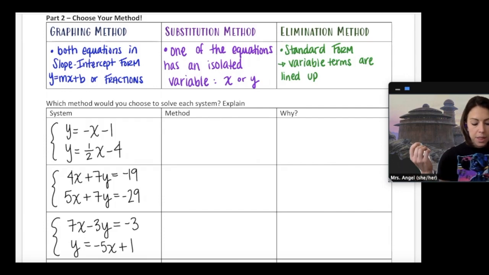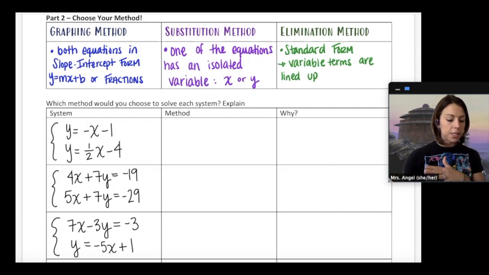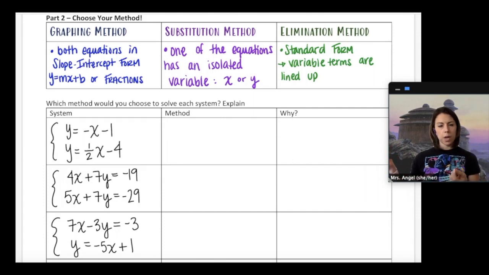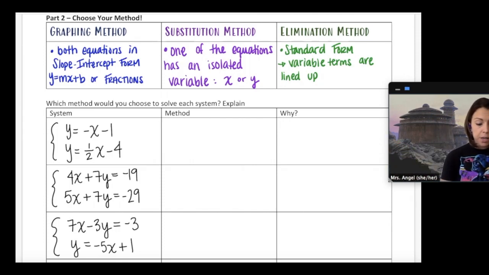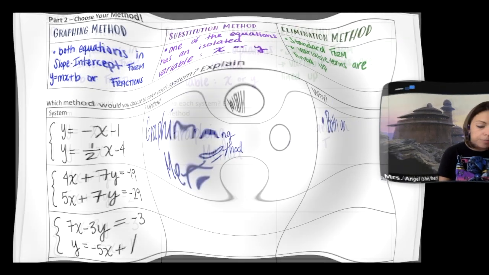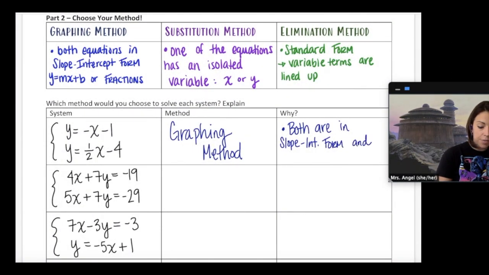Okay, so let's start with the first system. We have y equals negative x minus 1 and y equals 1/2 x minus 4. Which method would you use for this one, of the 3? Well, both equations are in slope-intercept form, and I do see a dreaded fraction, which leads me to believe that the best method here, if I had to choose one, would be the graphing method. And why? Well, 2 reasons why. Both are in slope-intercept form, and I see fractions. Blech. I do not want to deal with fractions if I'm doing something other than graphing.